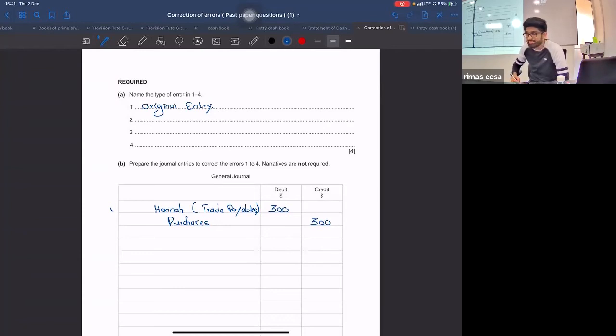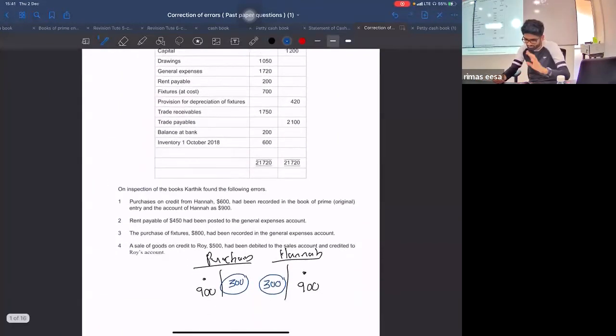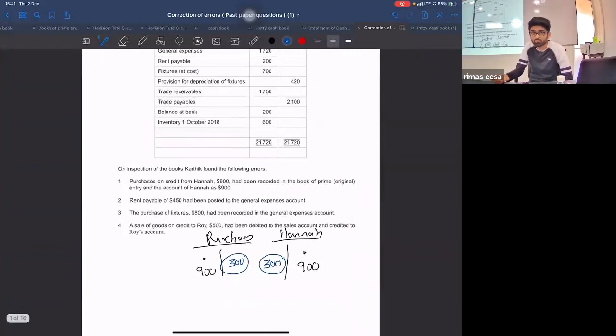Now let's look at error number 2. Error number 1 is done. Error number 2, right? Can everyone see error number 2? Either you can look at the screen or your writing board, I mean, your past paper that is given.